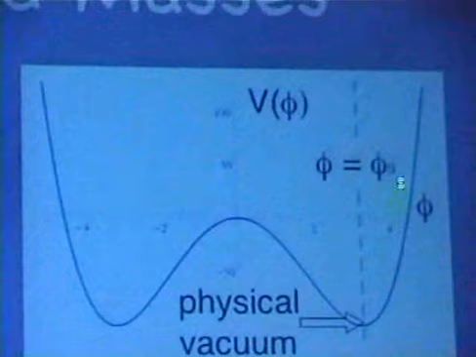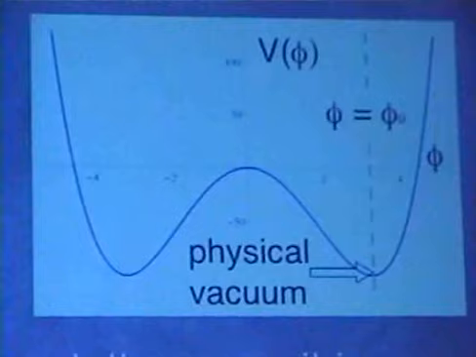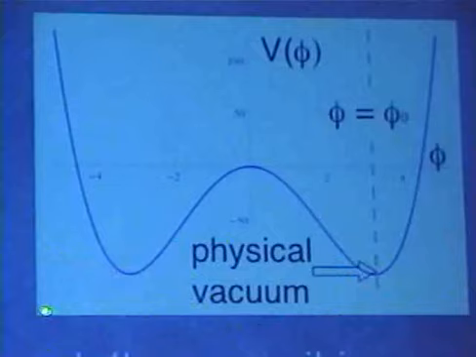So it's true that if I decide to call this value here the zero energy, then this now has negative energy. But because that doesn't actually have any meaning, and because the physical vacuum sits here, it's much more convenient for me to call this the zero energy configuration. There's no real meaning associated to energy. There's only meaning associated to changes.